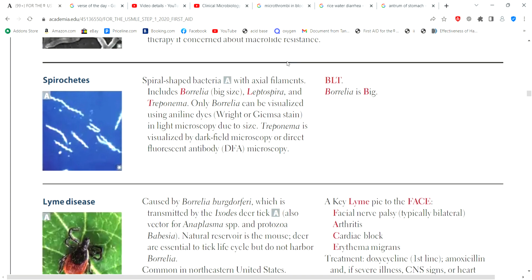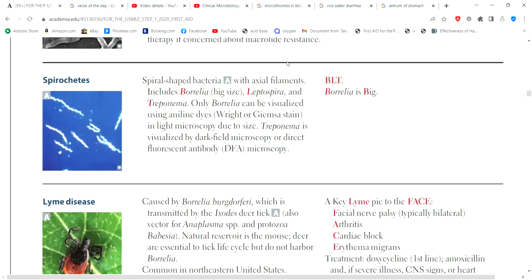Alright, now we're on to spirochetes. Spirochetes are spiral-shaped bacteria with axial filaments. They include Borrelia, Leptospira, and Treponema. Only Borrelia can be visualized using aniline dyes, like Wright or Giemsa stain, in light microscopy due to its size.